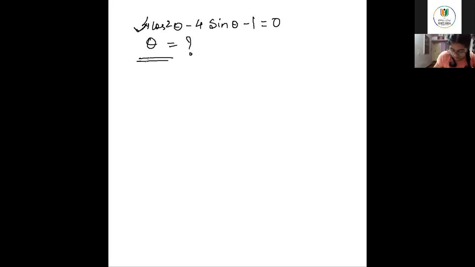So you have to solve 4 cos square theta minus 4 sin theta minus 1 is equal to 0. So here, what do you have to do? You have to tell me the range for which, or the values of theta for which this is possible. Find theta for which this solution is acceptable.